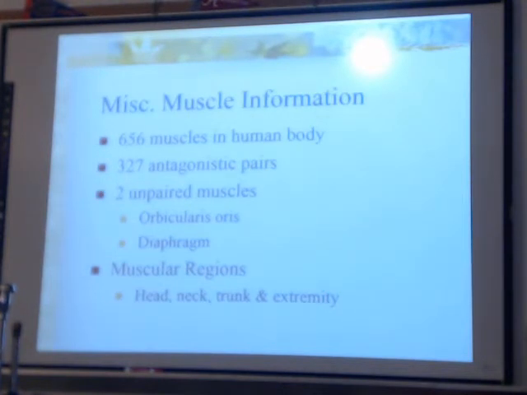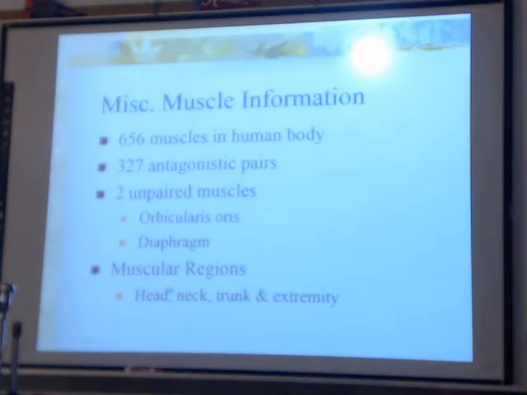So other information, if you have 656 muscles in the human body, then we have to have 327 antagonistic pairs. That means you have one muscle that does one thing, and then you have another muscle that counteracts it. So when I contract my bicep, my tricep relaxes, and when I relax my bicep, my tricep contracts. So those are antagonistic muscle pairs.